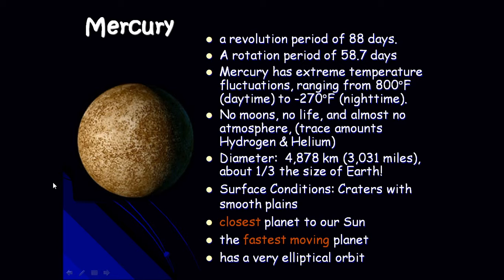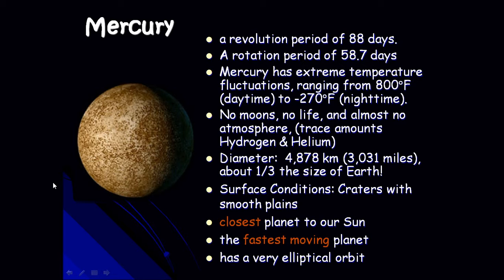It has no moons, it supports no life, and there's almost no atmosphere, although you can say that there are trace amounts of hydrogen and helium. Just trace amounts, not a lot. The diameter is roughly 4,878 kilometers, or 3,031 miles, and that's about 1/3 the size of Earth.